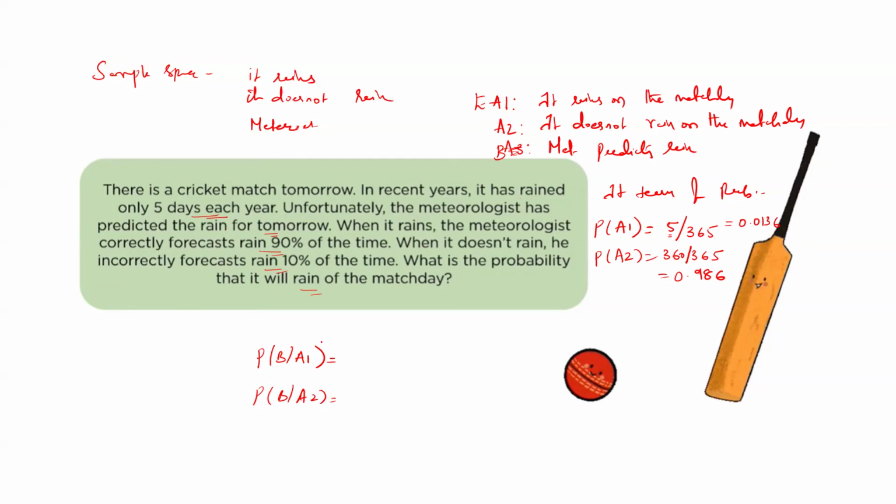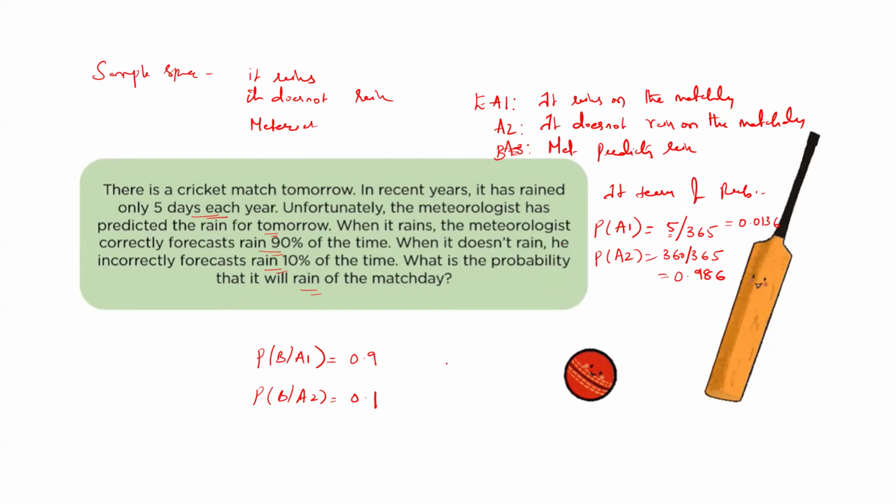So, what is the question here? When it rains, the meteorologist correctly forecasts rain 90% of the time. So the probability of B given A1 equals 0.9. Why? Because 90% of the time, the meteorologist predicts that rain is going to occur. And what is the probability of B given A2? It does not rain. What is his prediction? 10%. That is, it is 0.1. So I hope you are clear with all these terminologies: probability of A1, A2, probability of B given A1 and probability of B given A2.